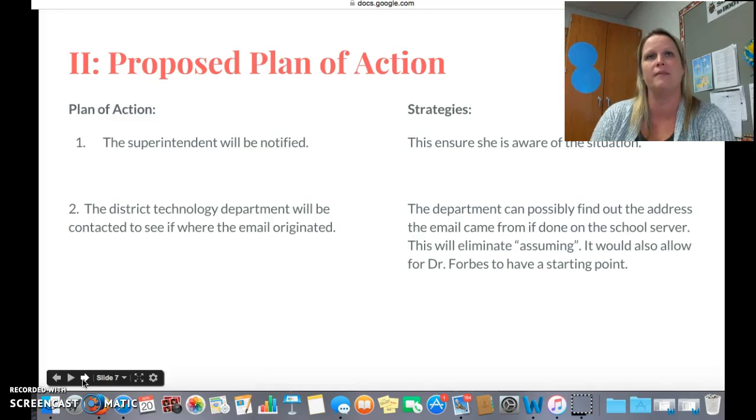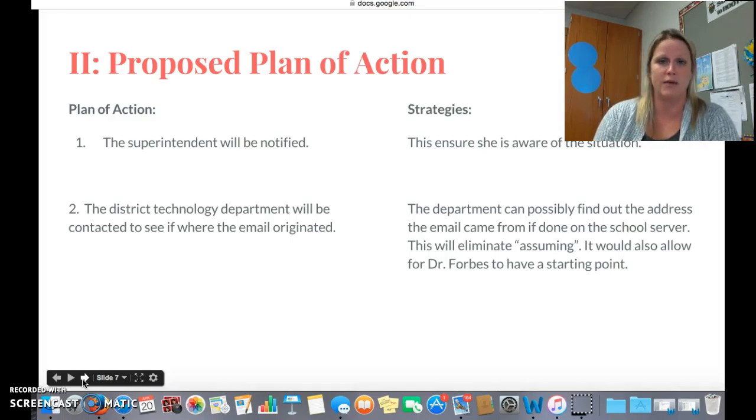I really think that the superintendent needs to know what's going on, needs to be involved in this process, just because we don't know what "get rid of her" meant. So we need to take care of that. The district technology department will be contacted, and they're going to know about what's going on. We'll probably have a meeting.